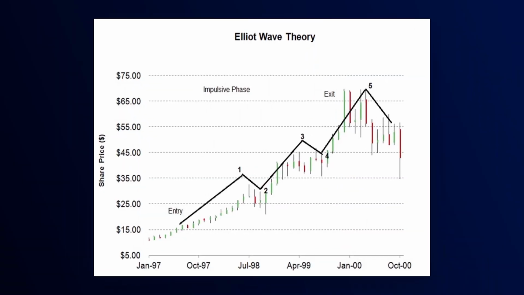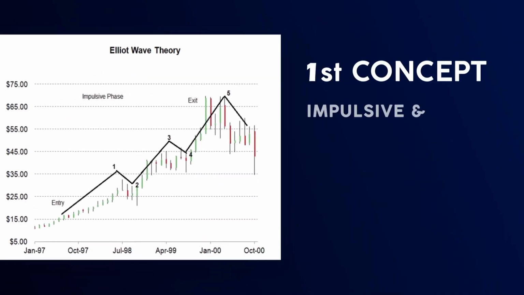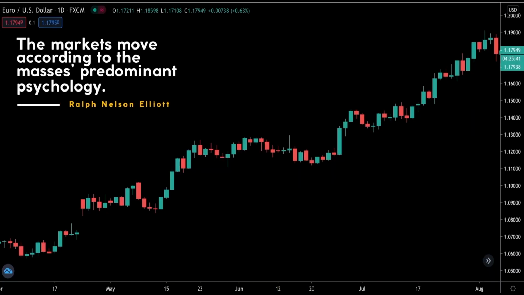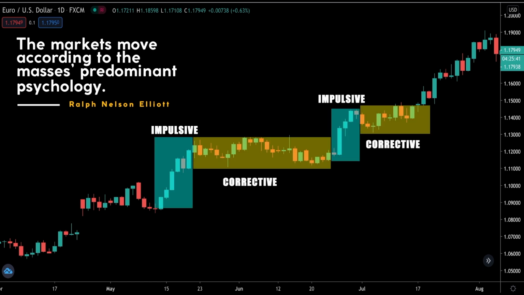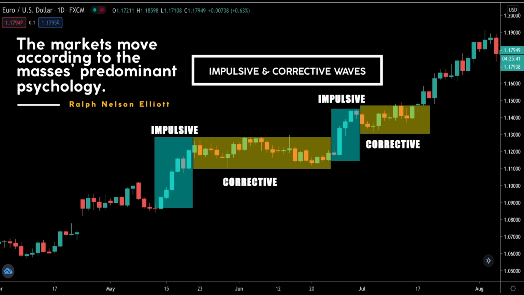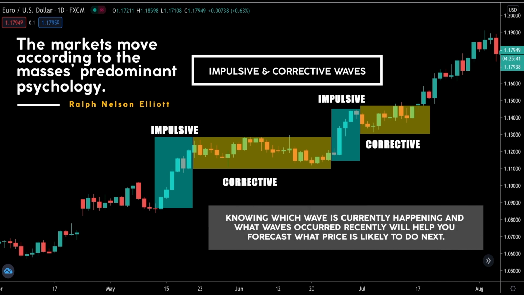The first concept of the Elliott wave theory is the impulsive and corrective waves. Ralph Nelson Elliott, the Elliott wave theory creator, suggests that the markets move according to the masses' predominant psychology. He argues that the same recurring patterns, or what he calls waves, occur whenever there is mass psychology. There are impulsive and corrective waves. Knowing which wave is currently happening and what waves occurred recently will help you forecast what price is likely to do next. Sounds confusing? I promise that it will all make sense shortly.